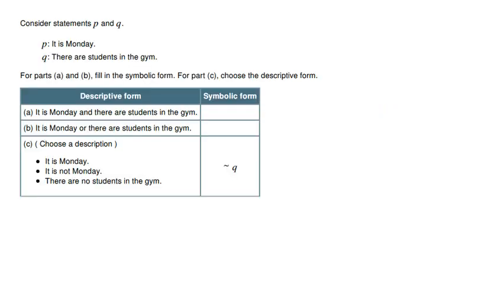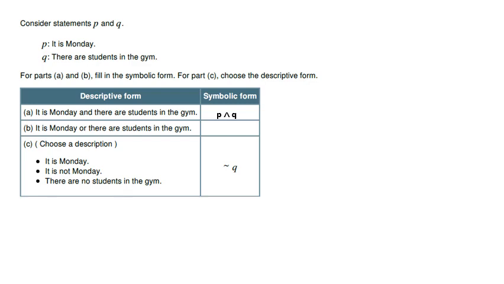Consider statements P and Q where P is identified with it is Monday, Q is identified with the students are in the gym, and we want to answer the following statements or questions. For A, we want to express the statement in symbolic form. It is Monday and there are students in the gym. So it is Monday is associated with P, the students in the gym, Q, they join together with the conjunction and, so P and Q.